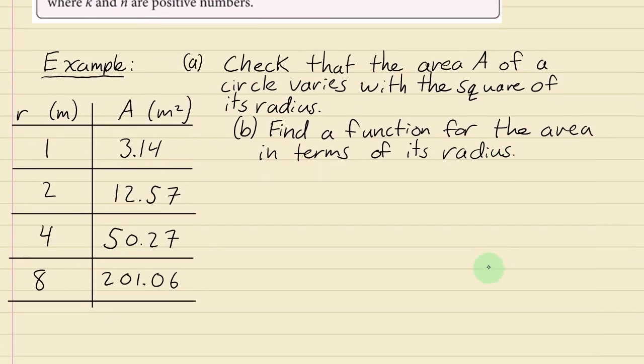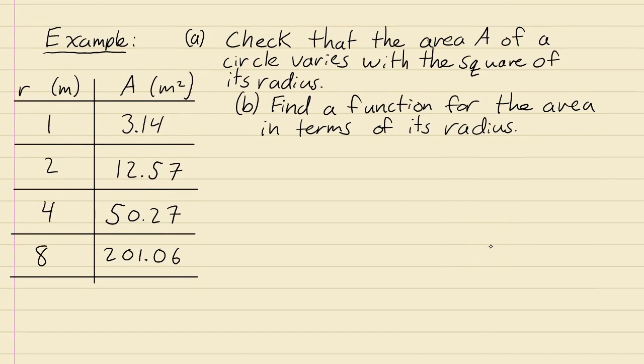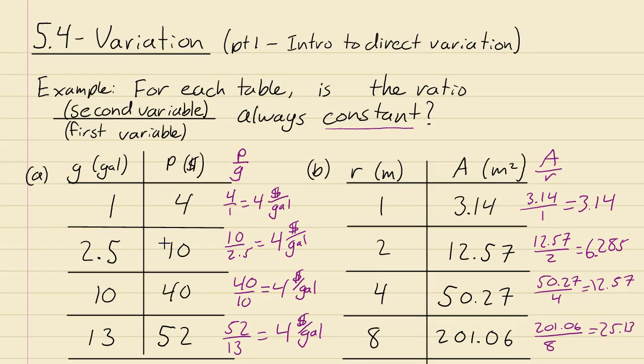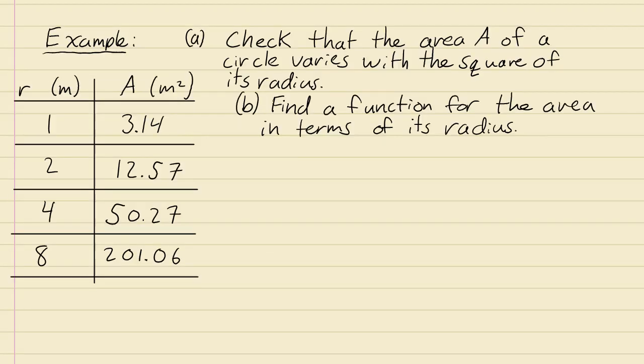So let's look at this example here. We want to check that the area of a circle, which we're calling A here, varies directly with the square of the radius. Now this is actually the same example we did in the first video of this section, where we found out that if you just do A divided by R to see if A and R are directly proportional, you get different ratios at every point here. So A and R are not proportional, but maybe A and R squared are proportional.